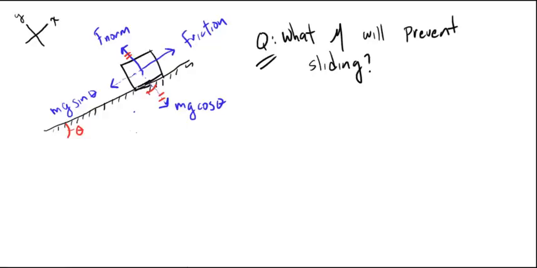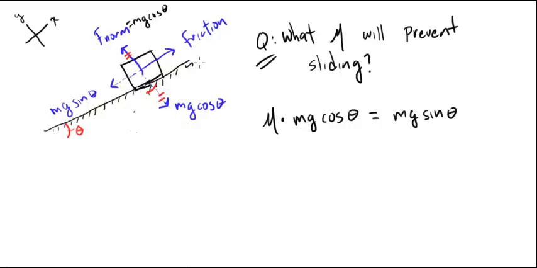equal. So for this not to slide, I know that mu times the normal force, which is mg cosine theta, must be equal to this downward force, mg sine theta. I'm recognizing the friction here. This force is mu times mg cosine theta.